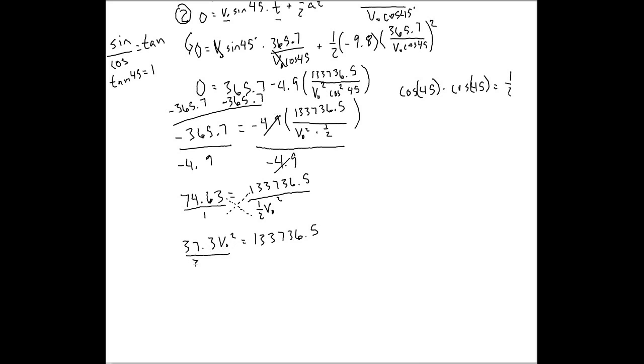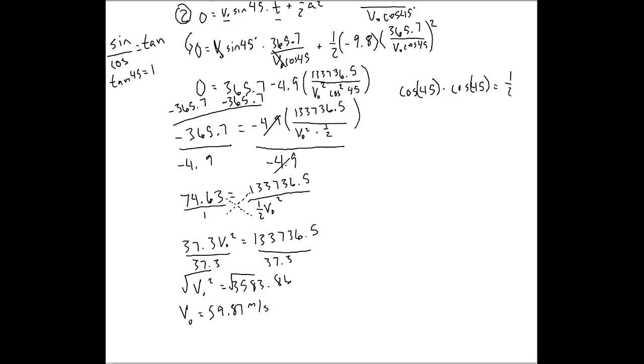So divide both sides by 37.3. So I get v naught squared equals, plugging that in your calculator, you get 3,583.86. Last step is to square root both sides. So you get an initial velocity for your English longbowman of 59.87 meters per second.